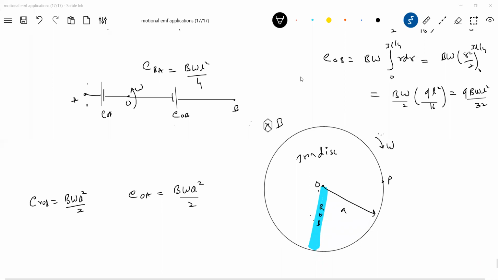EOP, somebody is asking that. P is a point on circumference. What is the potential difference between center of the disc and circumference? Mains or advanced troublesome questions. The idea of the rod only you should extend here.